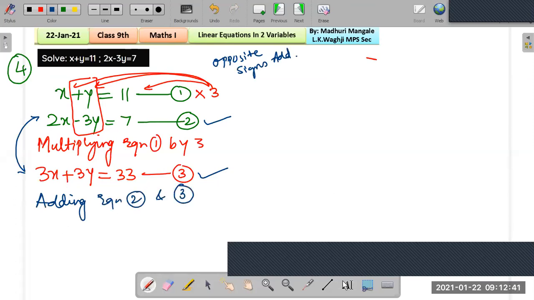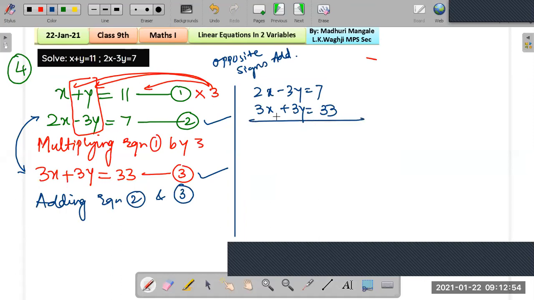So that will be 2x minus 3y equals 7 and 3x plus 3y equals 33. I hope you all are solving it with me. Okay, and then adding this, the y terms will get crossed out. 2x plus 3x is 5x, which equals 7 plus 33, which will give you 40. So x equals what? Did you get it? 5 will divide on that side. So 40 divided by 5, x equals 8.